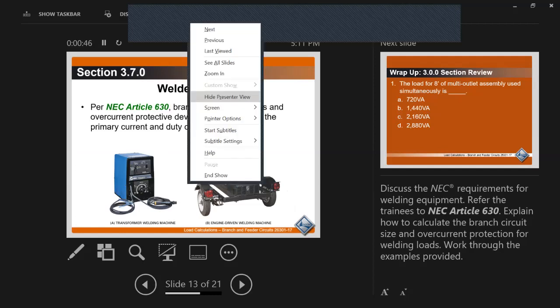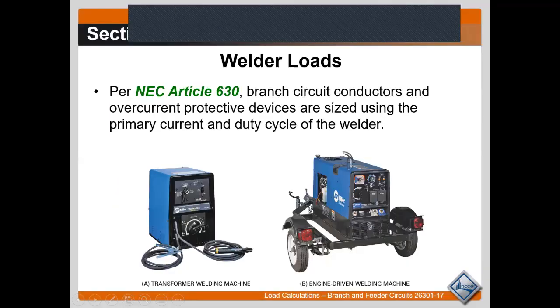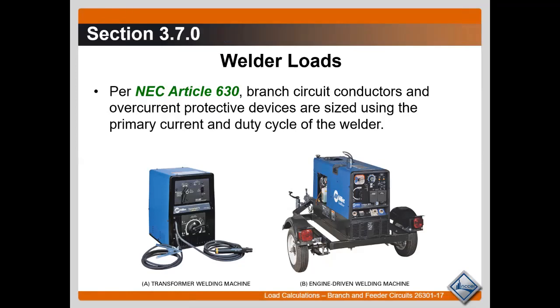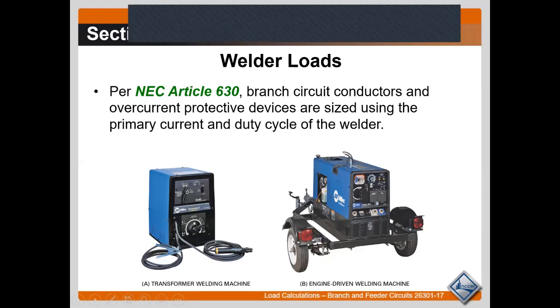All right, so let's put this back. All right, so welder loads. If we go to Article 630, branch circuit conductors and overcurrent protection devices are sized using your primary current and the duty cycle of the welder. So this is a transformer welding machine. That's an engine-driven welding machine.